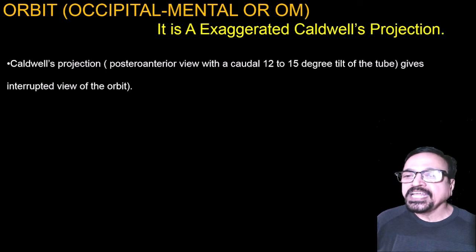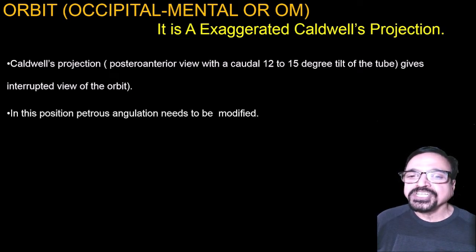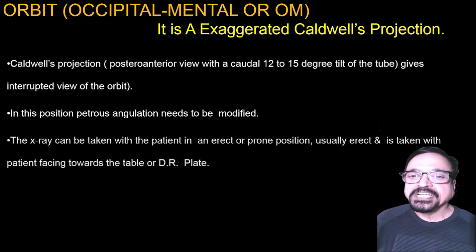Caldwell projection, or the posterior anterior view, with a caudal 12 to 15 degree tilt to the tube, gives an uninterrupted view of the orbit. In this position, the petrous angulation needs to be modified. If petrous is seen projecting in the orbit, that means you will have to correct the angulations. The angles are not fixed. Different patients will have different angulation, and a radiographer must understand it and make corrections accordingly.